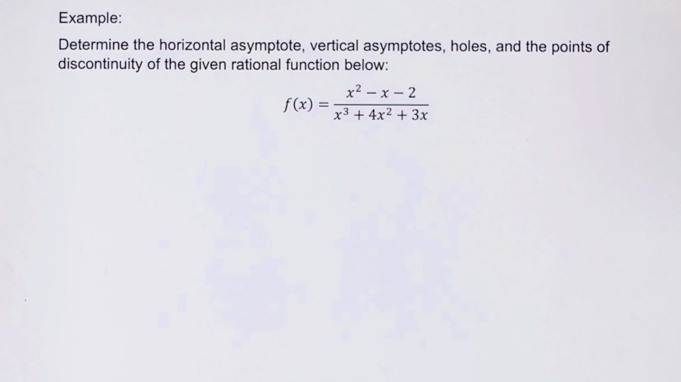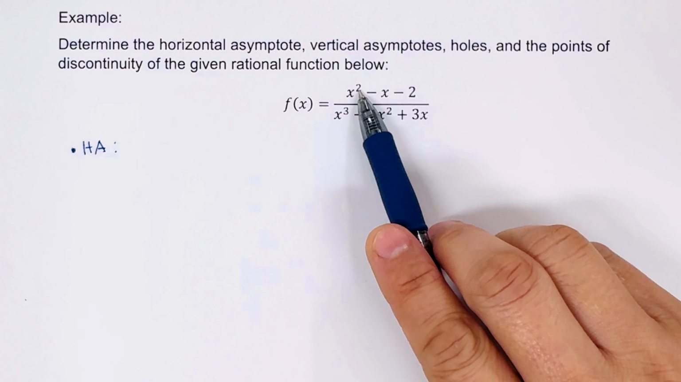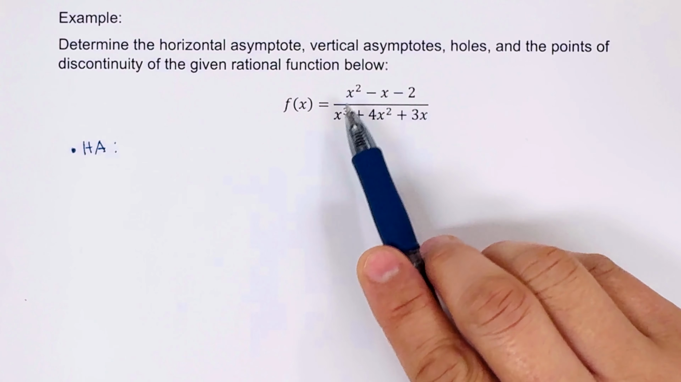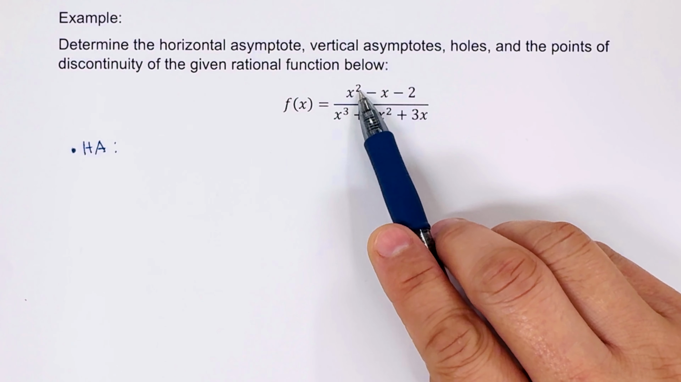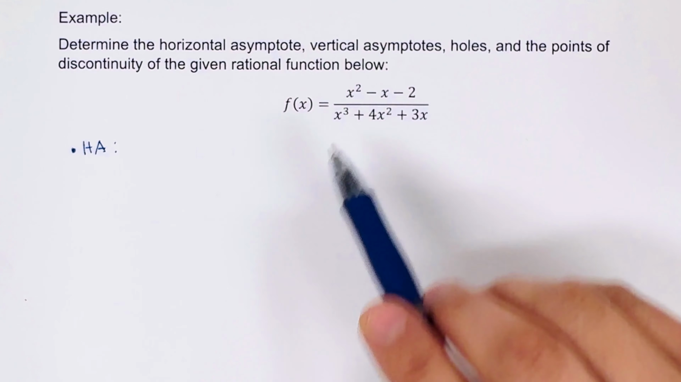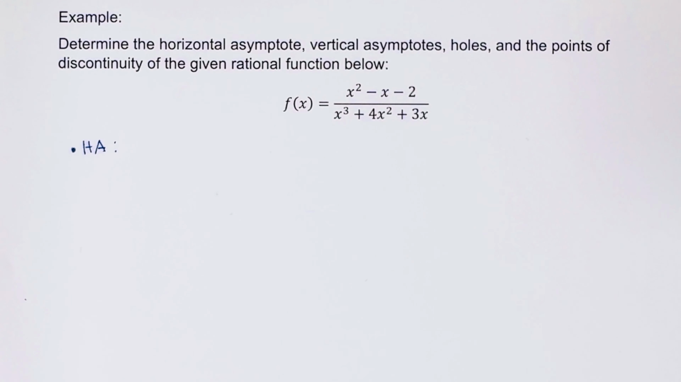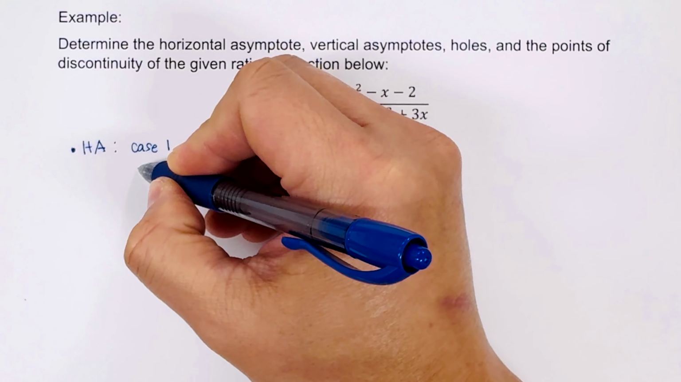Okay, so let's first find the horizontal asymptote for this given function. To determine the horizontal asymptote, we're going to look at the degree of the numerator and the denominator. In this case, the degree of the numerator is 2 and the degree of the denominator is 3, which means that the degree of the numerator is less than the degree of the denominator. So this is an example of the first case. We remember that if it's the first case, automatically our horizontal asymptote is y equals 0. So I'm going to go ahead and write that down here.